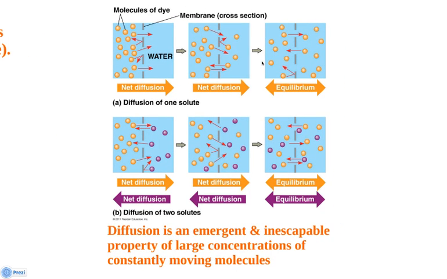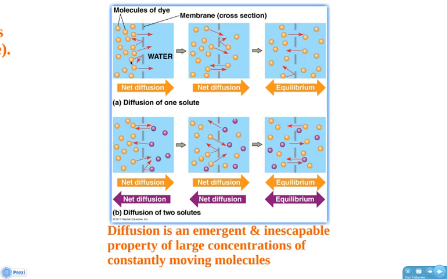This can happen when you put dye into water. If we look up at the top, there's going to be a diffusion of a high concentration of dye to an area of low concentration. So eventually you're going to reach equilibrium. That's the diffusion of one solute.